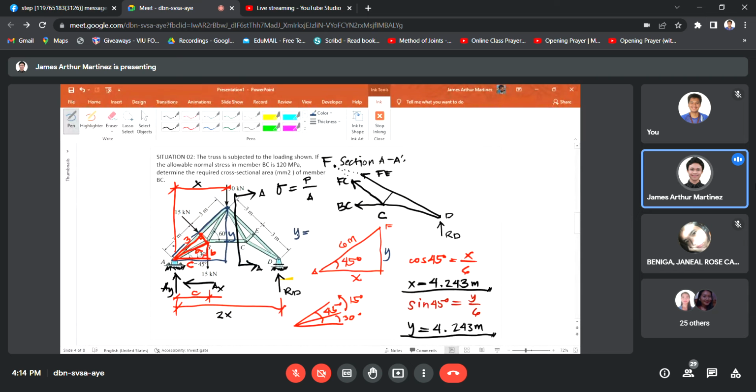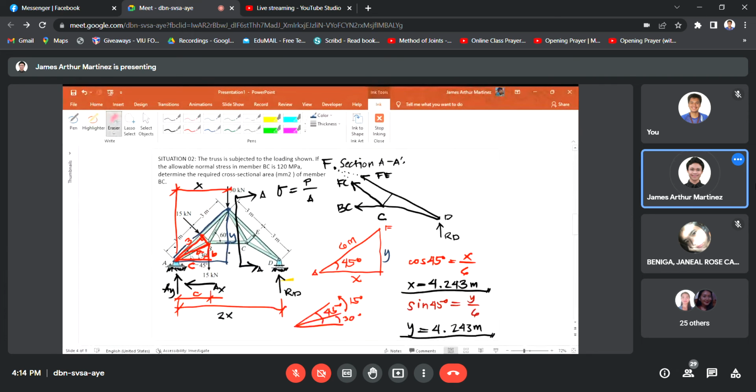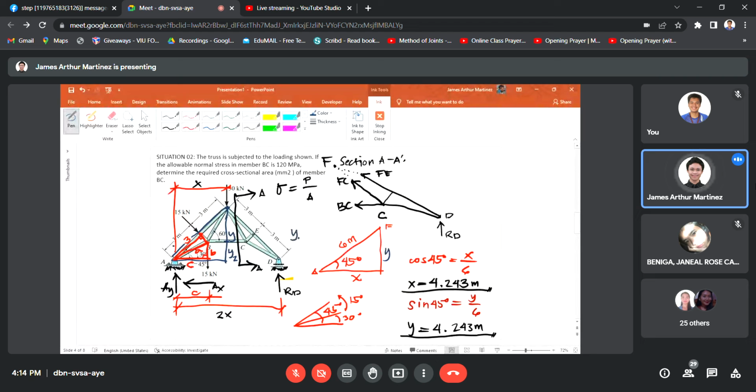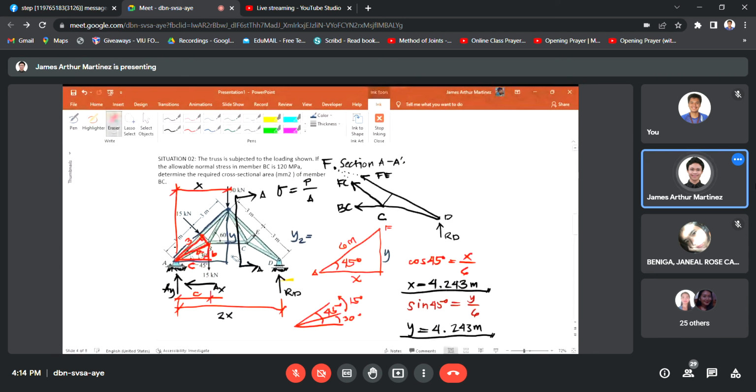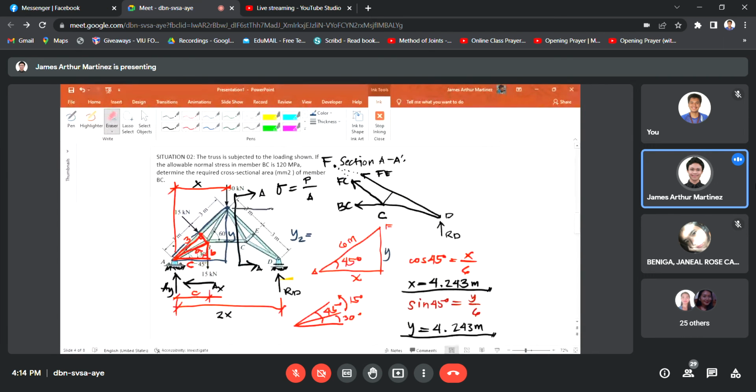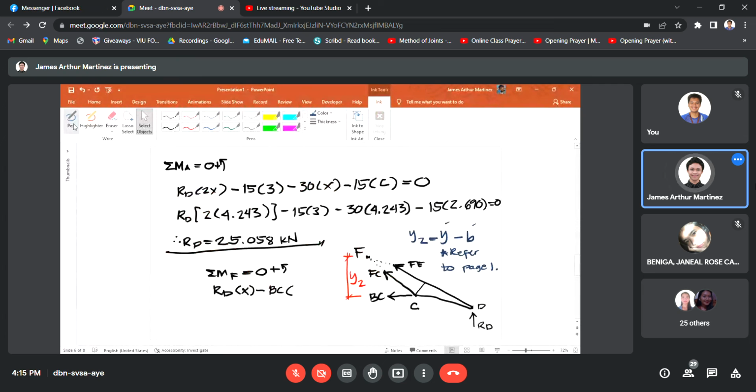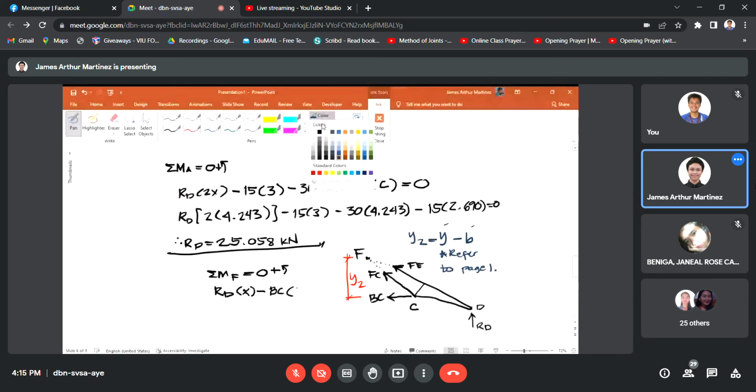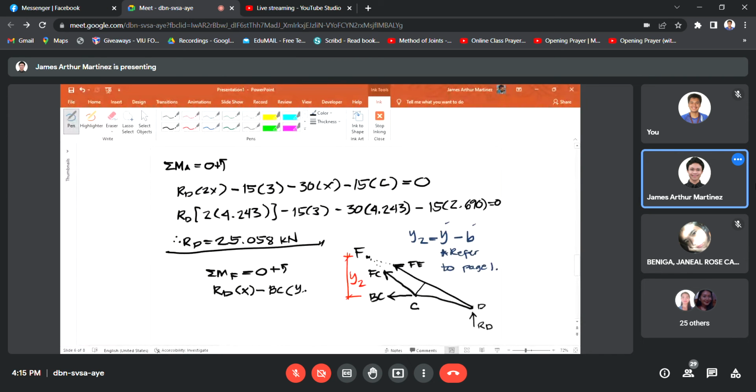Y is sorry. Y2. Ako na siya i-label as Y2. Y2 is equal to, sorry. Mo din ni si Y2, di ba? Kani siya nga less na height. Y2 is equal to Y minus B. Okay, klaro man siguro sa figure, no? Okay. Now, so BC times Y2 equal to 0. Wala na may laing involved, diba, na force.